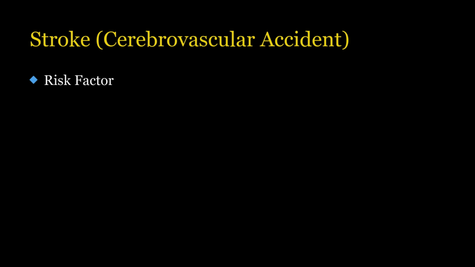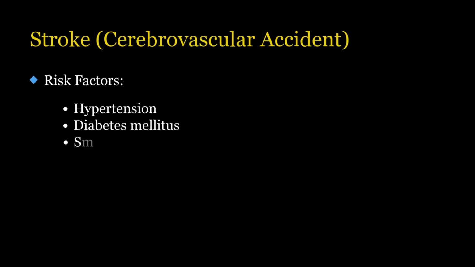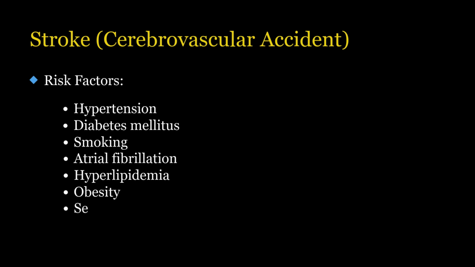Several risk factors increase the likelihood of having a stroke. The most significant is hypertension or high blood pressure. Other common contributors include diabetes mellitus, smoking, and atrial fibrillation, a heart rhythm disorder that can lead to clot formation. High cholesterol levels, obesity, and a sedentary lifestyle also play major roles in stroke development. Managing these risk factors is essential for both prevention and long-term brain health.